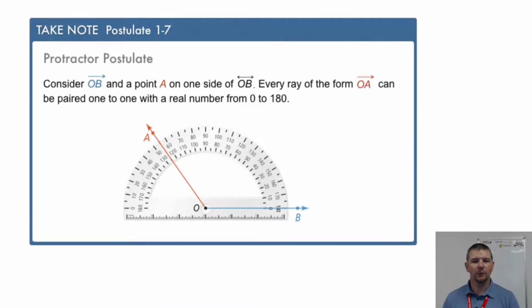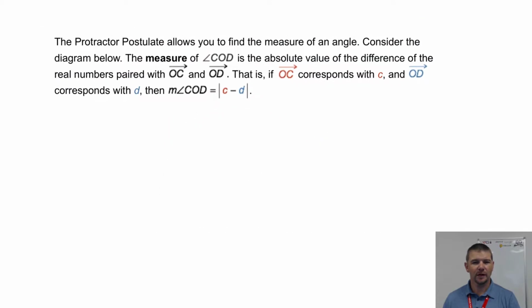Take note, Postulate 1.7, the protractor postulate. Consider ray OB and a point A on one side of the line OB. Every ray of the form OA can be paired 1-to-1 with a real number from 0 to 180. The protractor postulate allows you to find the measure of an angle.